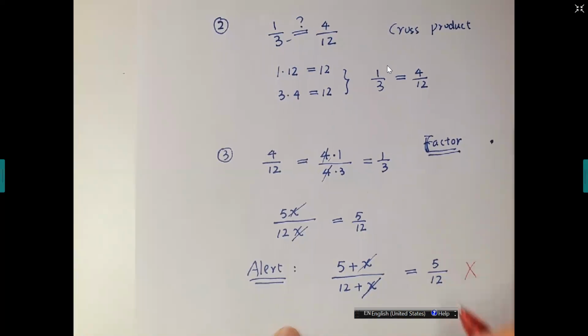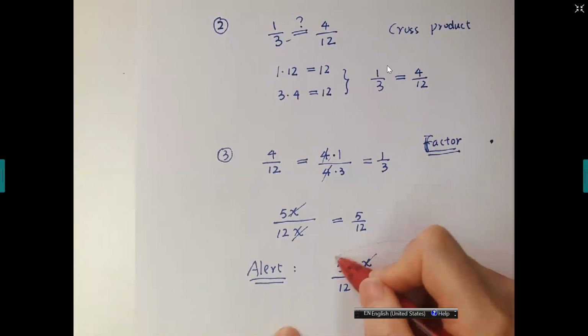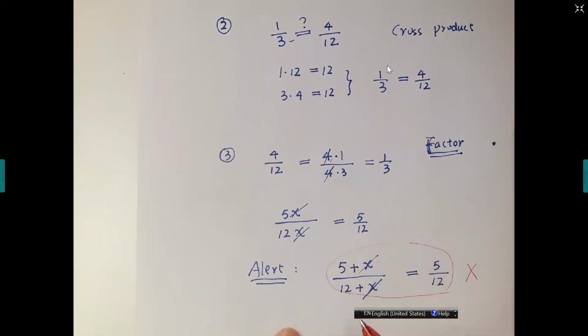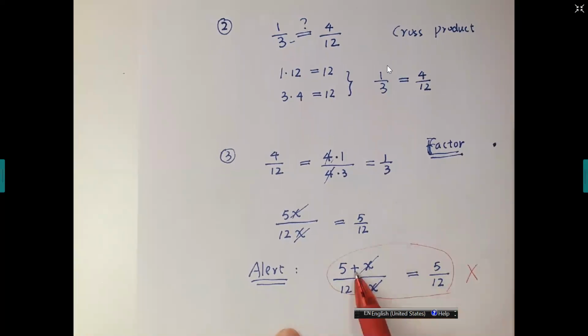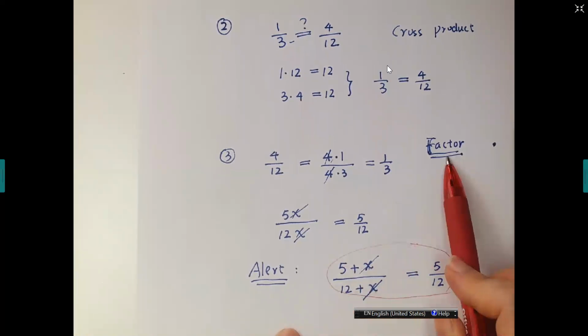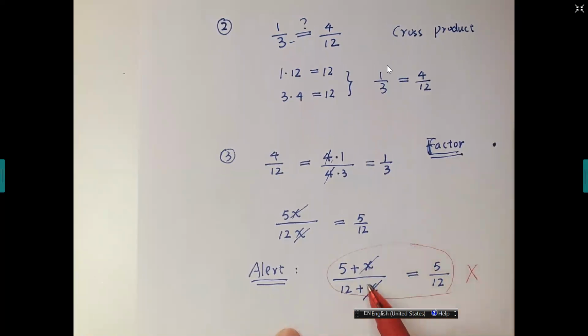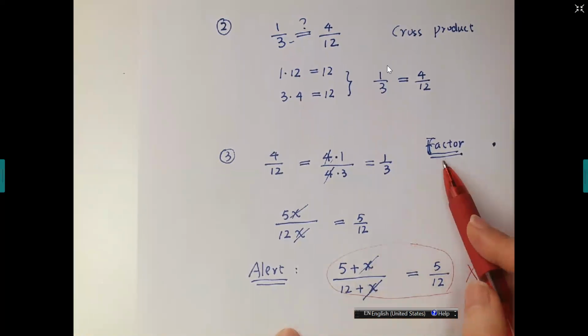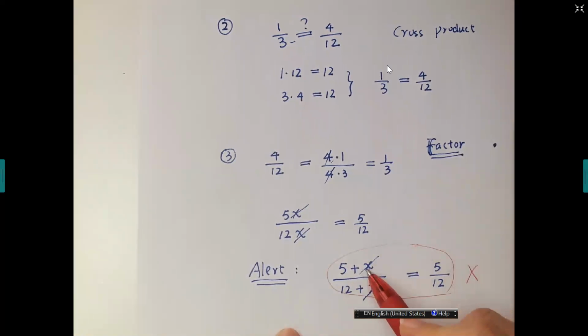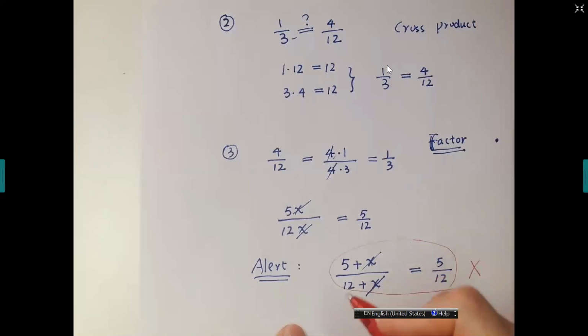This is wrong, okay? Wrong. You cannot do this. Why? Because this x is adding 5. This x is adding 12. And those two x's, they are not factors. They're actually called addends. And we can never cancel addends. We can only cancel factors. So those two x's, they have to stay there.